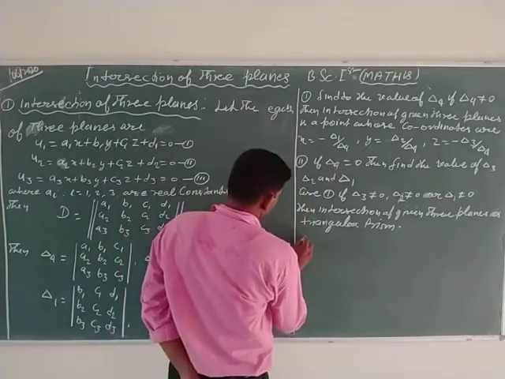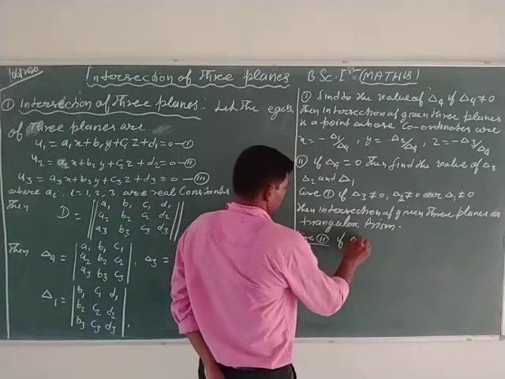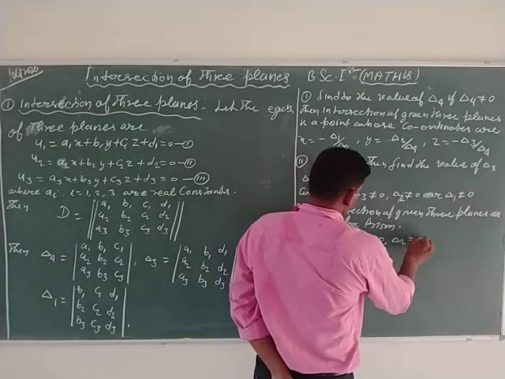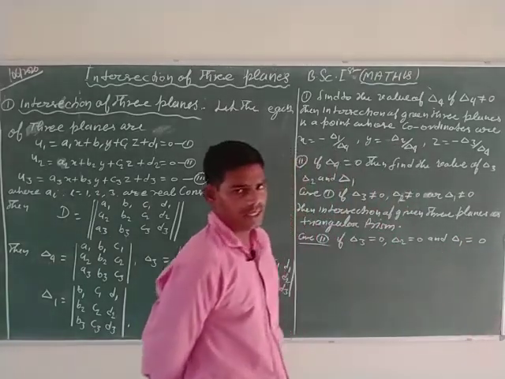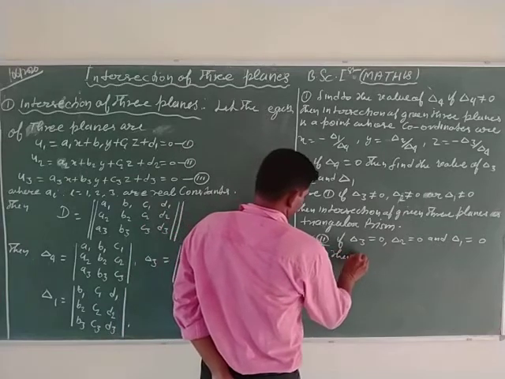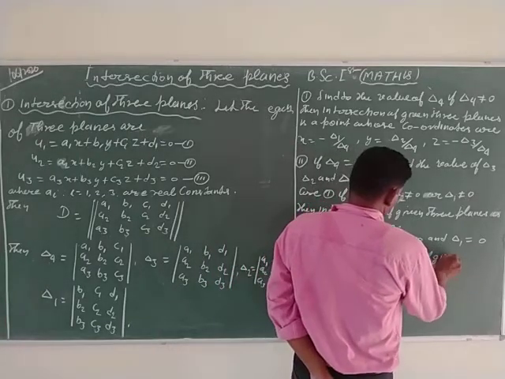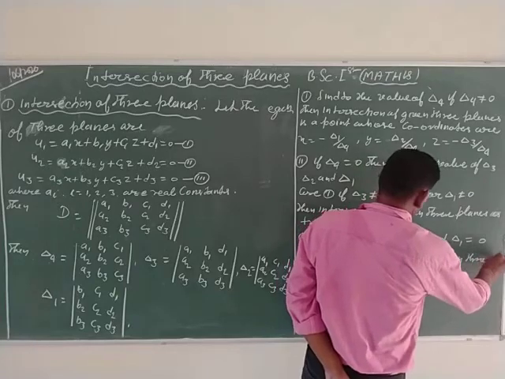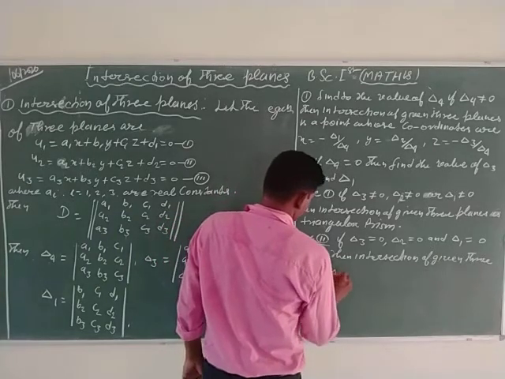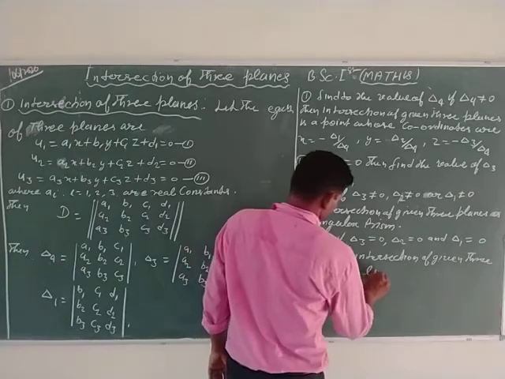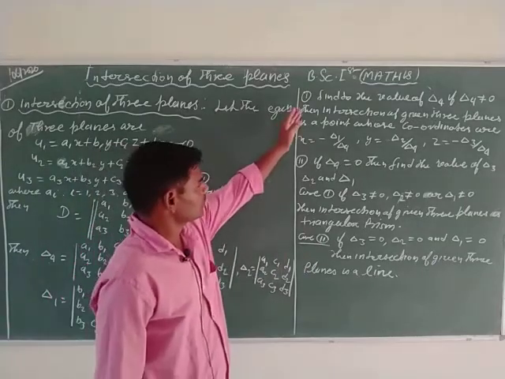And now the second subcase. In this case, if delta 3 is equal to 0, delta 2 is equal to 0 and delta 1 is also equal to 0, then the intersection of the given three planes is a line, meaning an intersecting line. So here first calculate the value of delta 4.